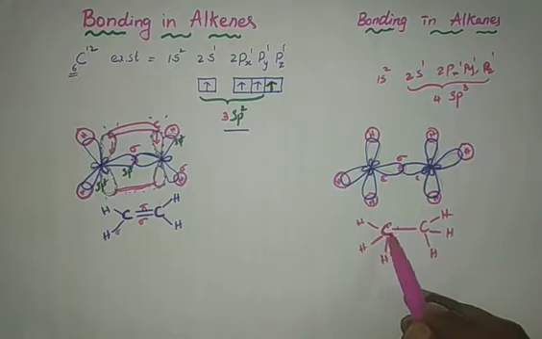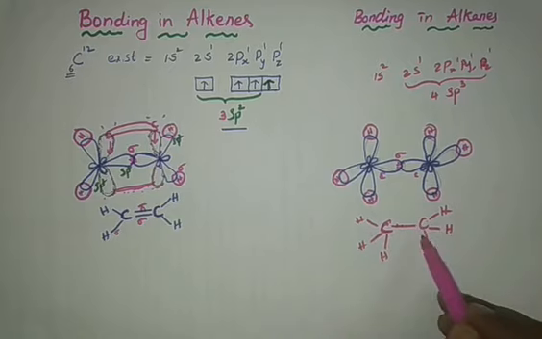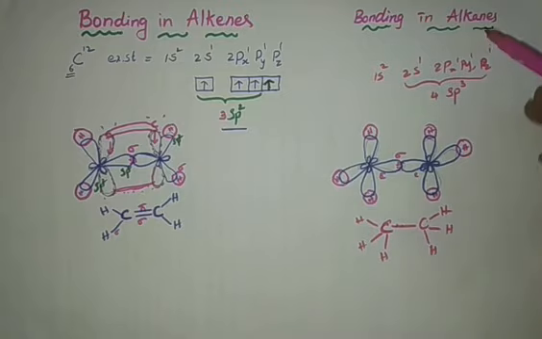So to this carbon, if you see, 1, 2, 3, 4. And to this carbon, 1, 2, 3, 4. So all 4, the tetravalency, is satisfied. Therefore, there is no pi bond in alkanes.